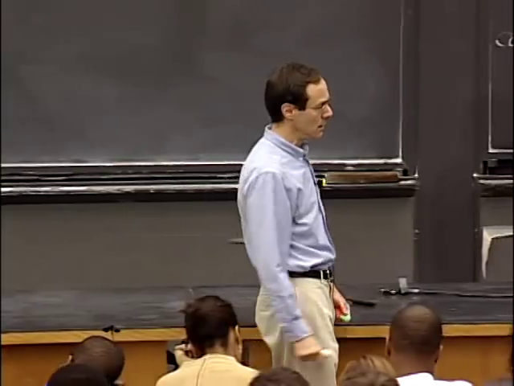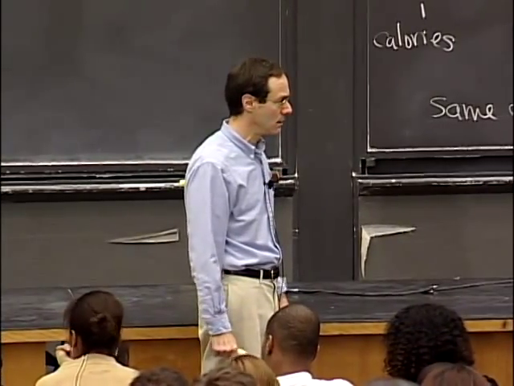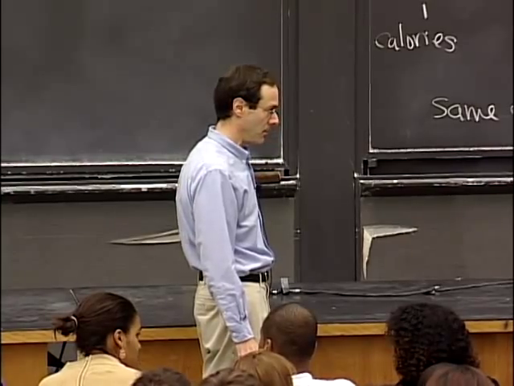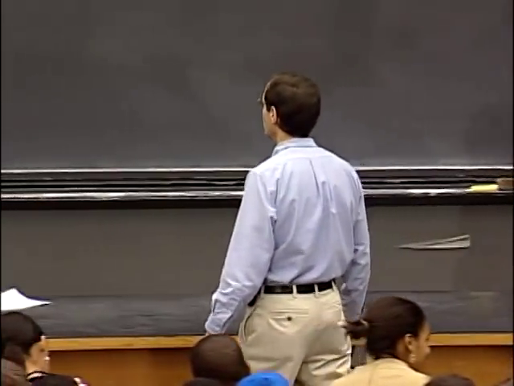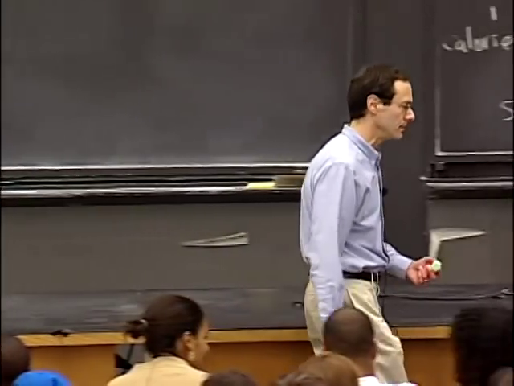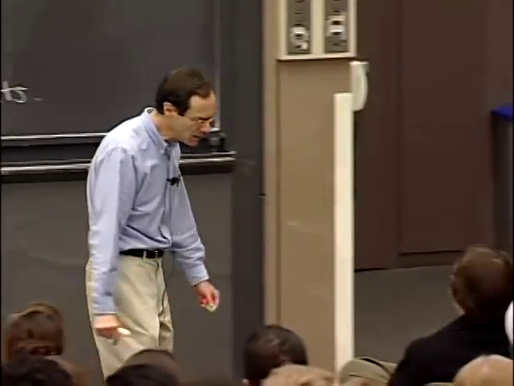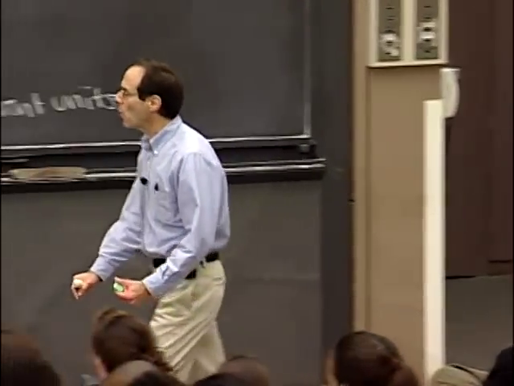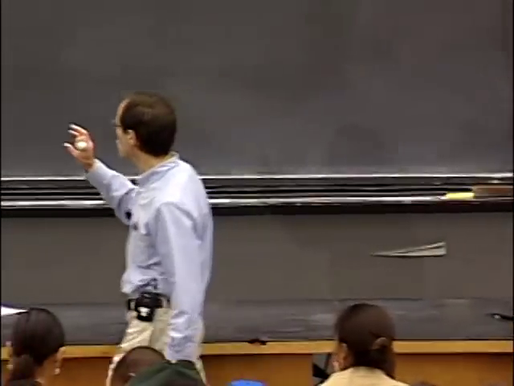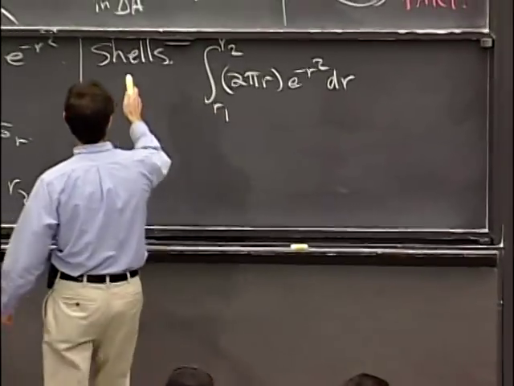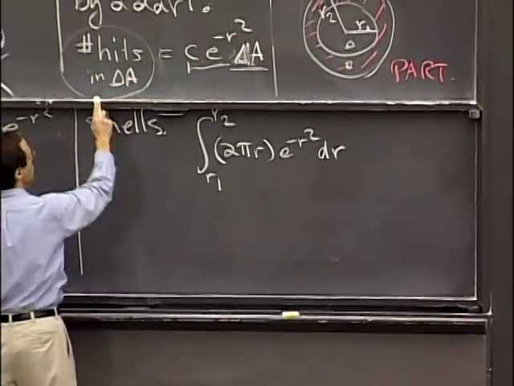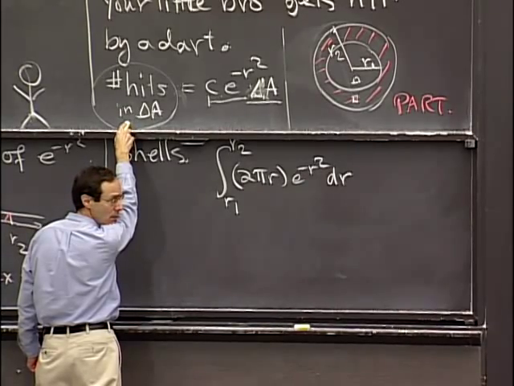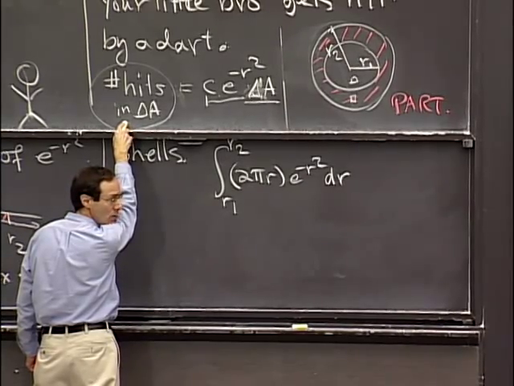Yes? How do you know that the number of hits is equal to 6, blah, blah, blah? Just say it again. Number of hits. So what I mean is the number of hits in some chunk. So the question is, what does this left-hand side mean? Is that the question that you're asking?